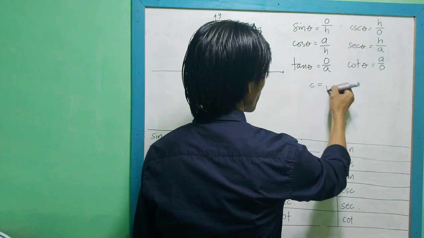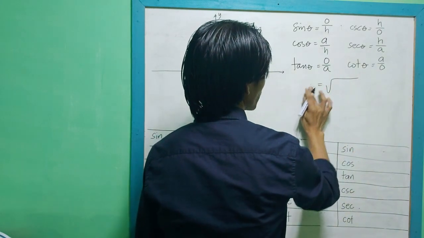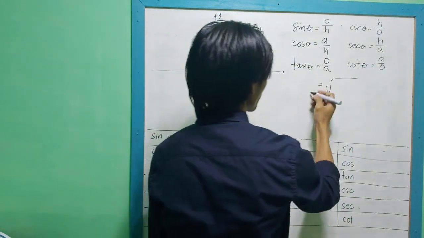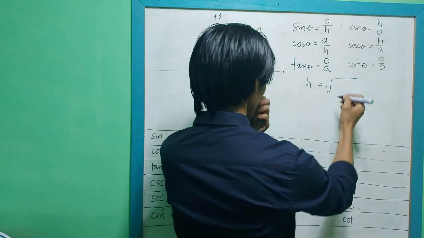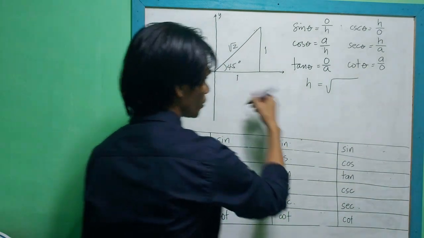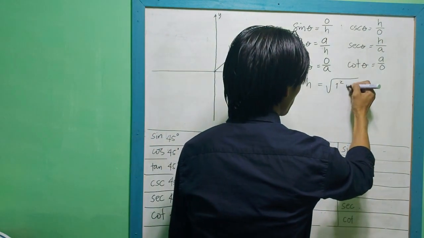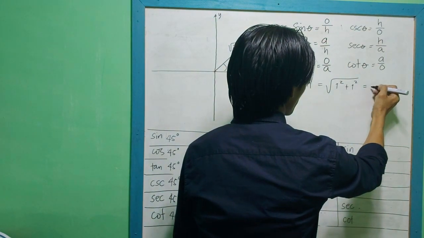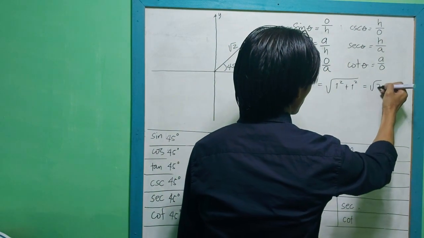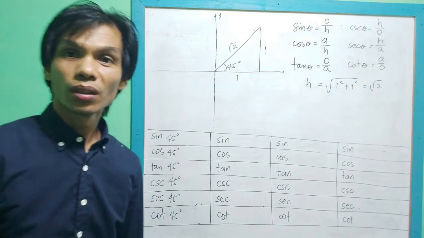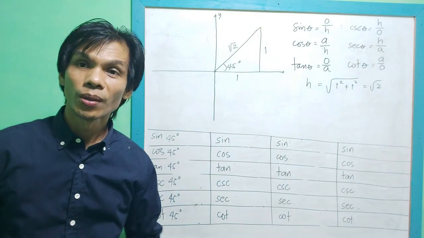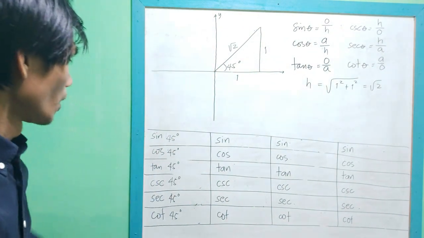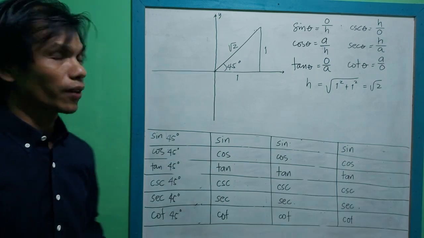So, we're looking for C. And sige, ilagay natin H kasi hypotenuse yung consideration natin. So, yung isa ay 1 squared plus 1 squared, and that is square root of 2. So this is square root of 2. Now let's proceed. Ano yung sine 45?